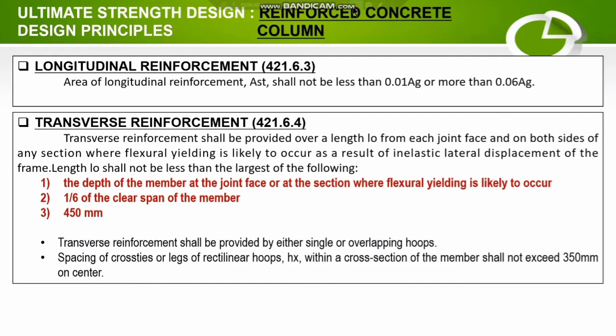Length Lo shall not be less than the largest of the following. First, the depth of the member at the joint face or at the section where flexural yielding is likely to occur. Second, 1/6 of the clear span of the member. And third, 450 mm. So, the code provides that the length Lo shall not be less than the largest of the three. Then, the transverse reinforcement shall be provided by either single or overlapping hoops. Spacing of cross ties or legs of rectilinear hoops, hx, within a cross-section of the member shall not exceed 350 mm on center.